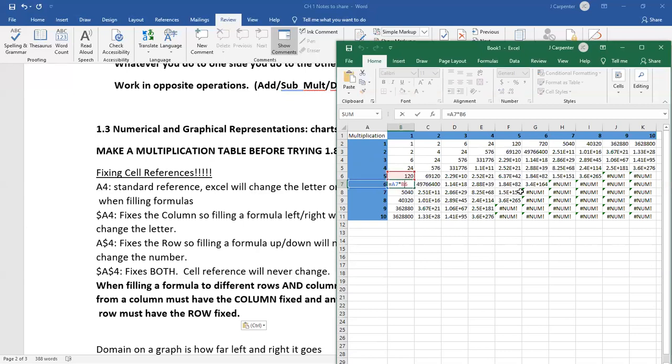Yeah, you can still see it. Okay, that's not a problem. So the blue boxes and the red boxes are moving when they shouldn't be moving. So that says we need to fix some cell references.